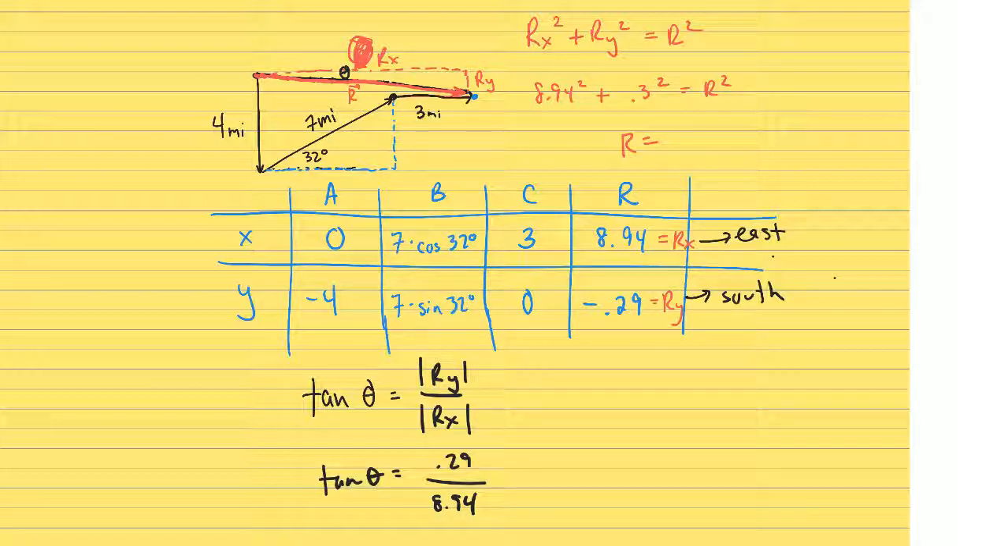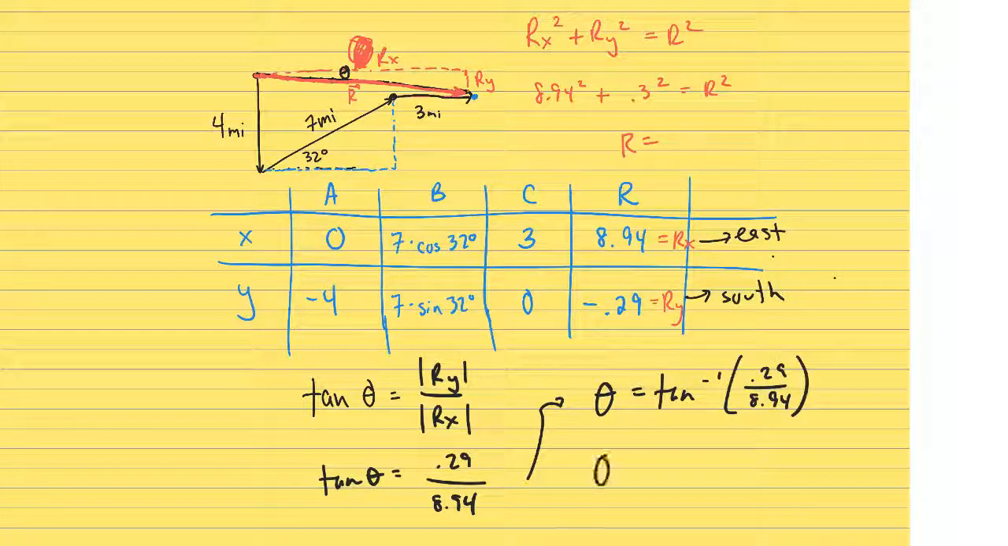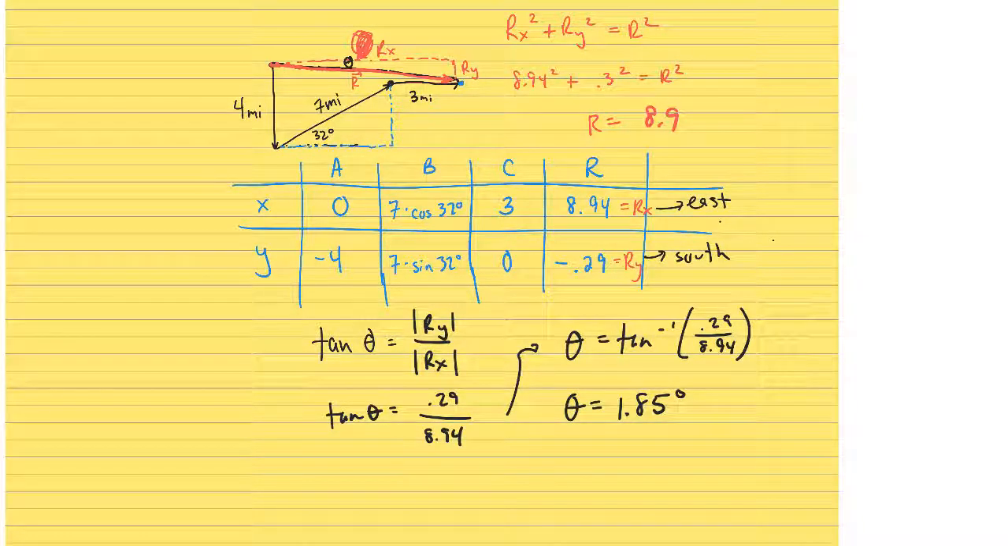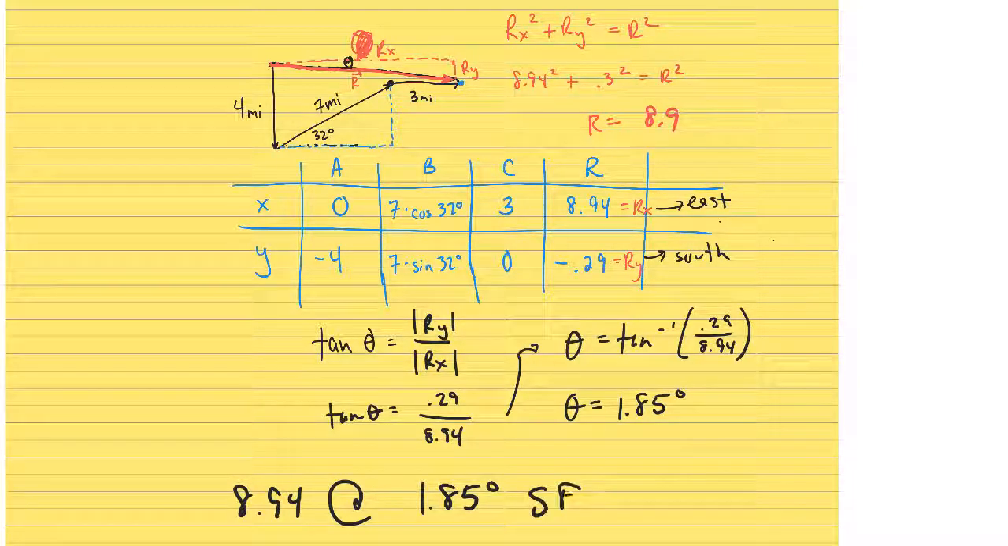So what do my numbers turn out to be for these parts? Theta is 1.85? I think so, yeah. It's a very small angle, I know that. It's going to be a light angle. What's the R value turn out to be? I think it was 8.94. So your final answer should be written as 8.94 at 1.85 degrees south of east.